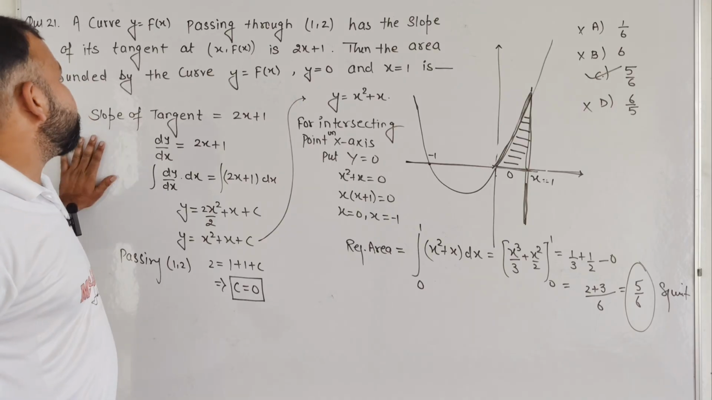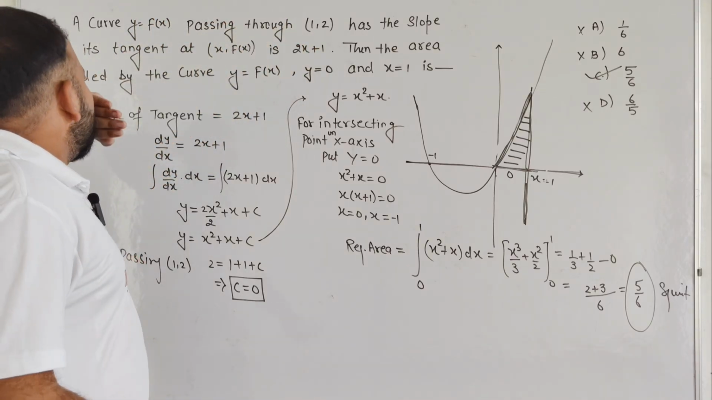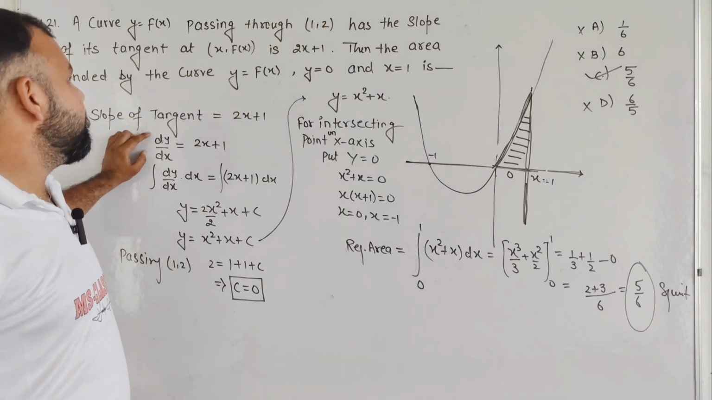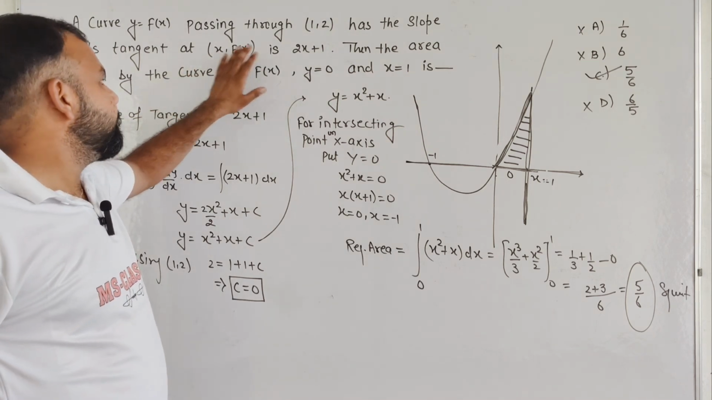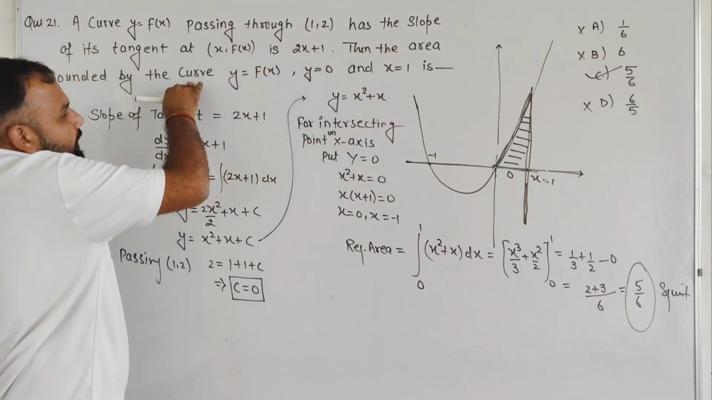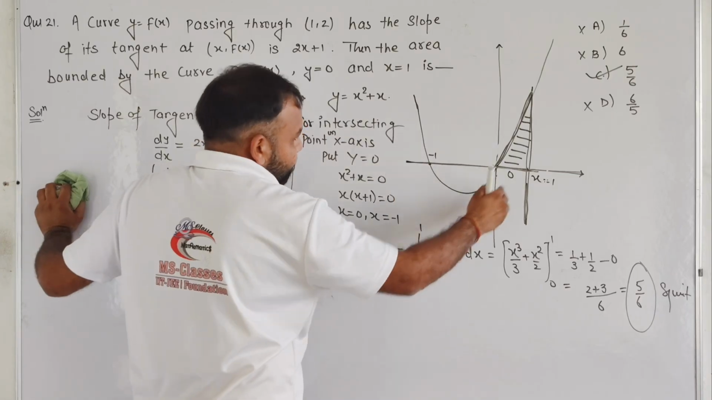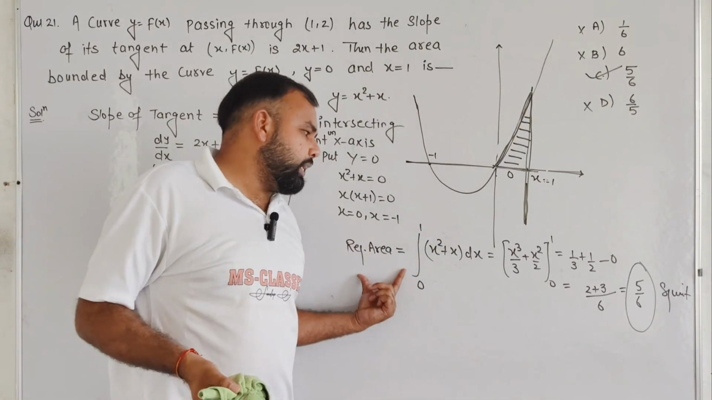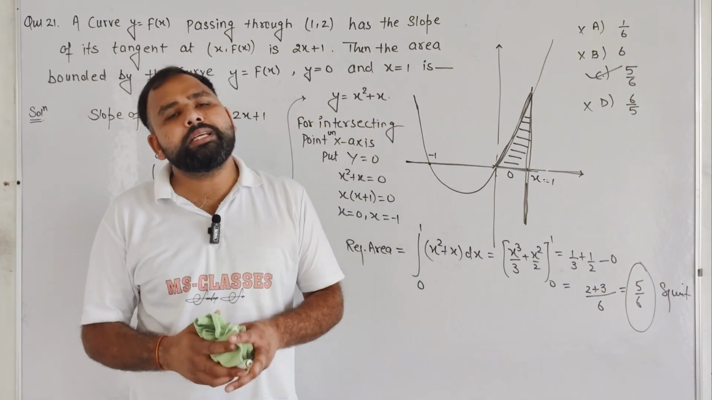Student, I think that is a simple question. In this question you need to know about the slope of the tangent, which is denoted by dy by dx at the point x, and it is basically 2x plus 1. For finding the area bounded by the curve, we first need to calculate the curve, and after that draw a graph. Then you can calculate easily. The required area is basically the integral from 0 to 1 of x square plus x, which is 5 by 6.